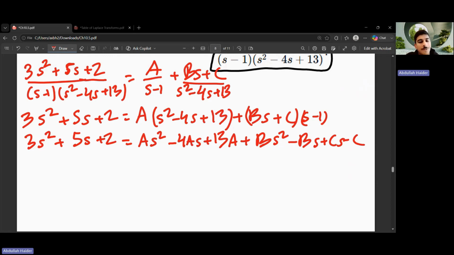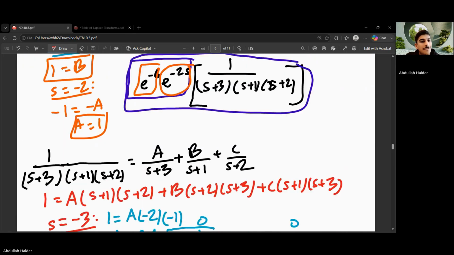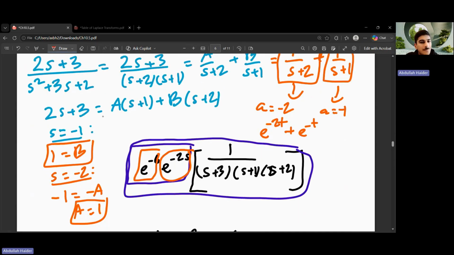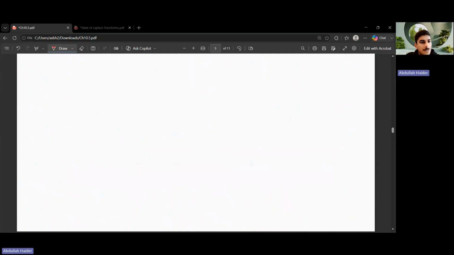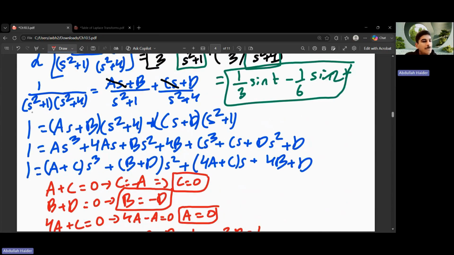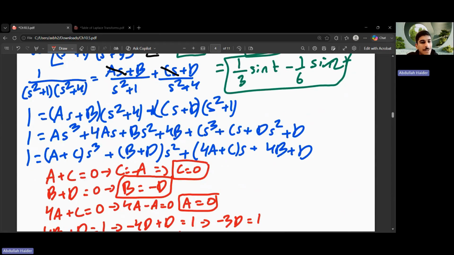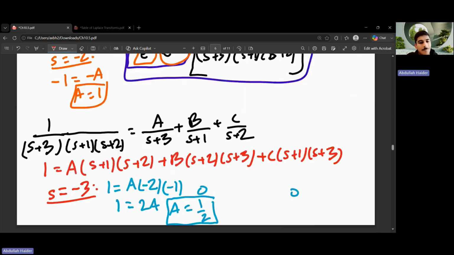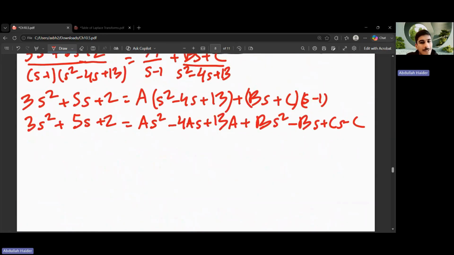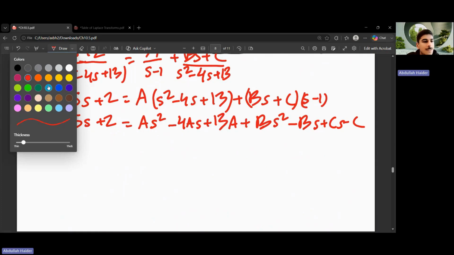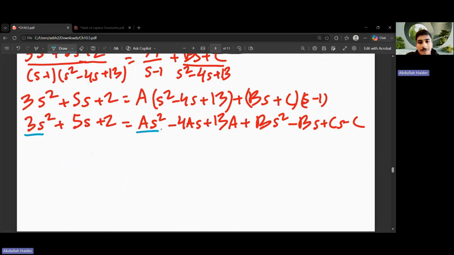So now you might have realized that in the past we only used to have a constant, where you don't have s cubed or s squared. But in this part you have, which also means you have to do more calculations. So you have 3s squared, As squared, Bs squared. Let's first group them: 3s squared plus 5s plus 2 equals (A plus B)s squared.